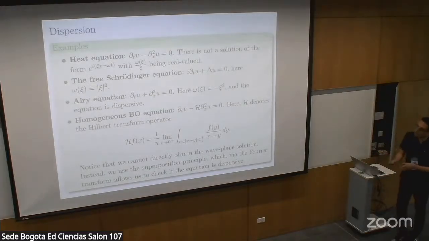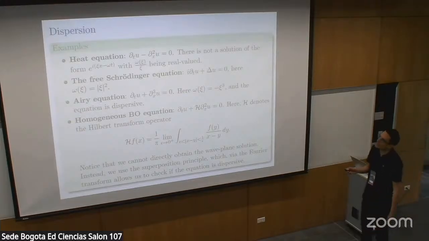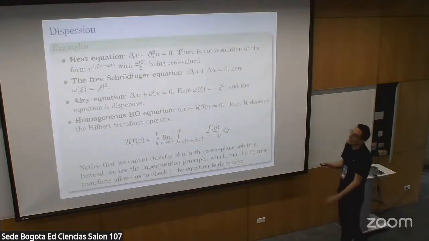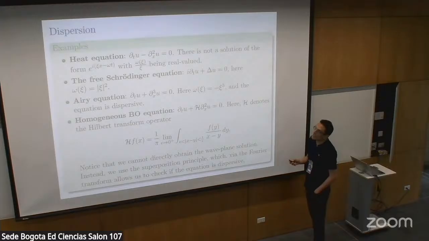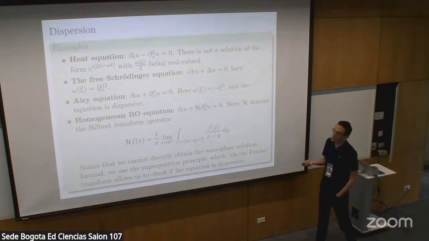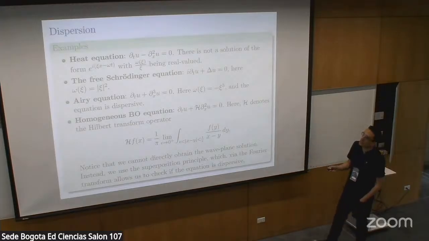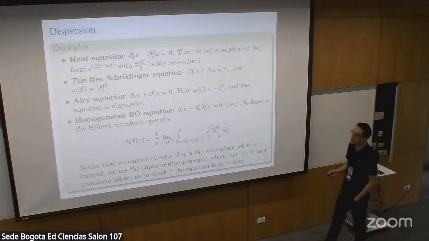There are some examples, like the heat equation is not dispersive because if you plug this solution into the equation, you will find that it gives exponential decay, because it's the heat equation. There's also the Schrodinger equation, which is an example of a dispersive PDE. The equation is also a dispersive PDE.